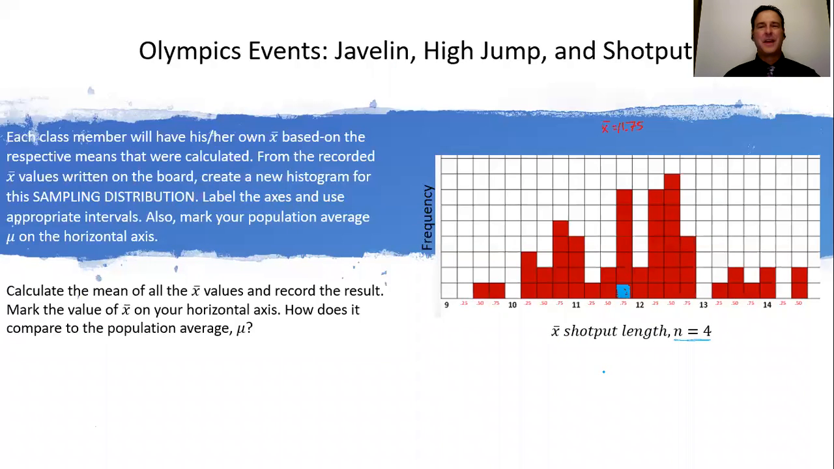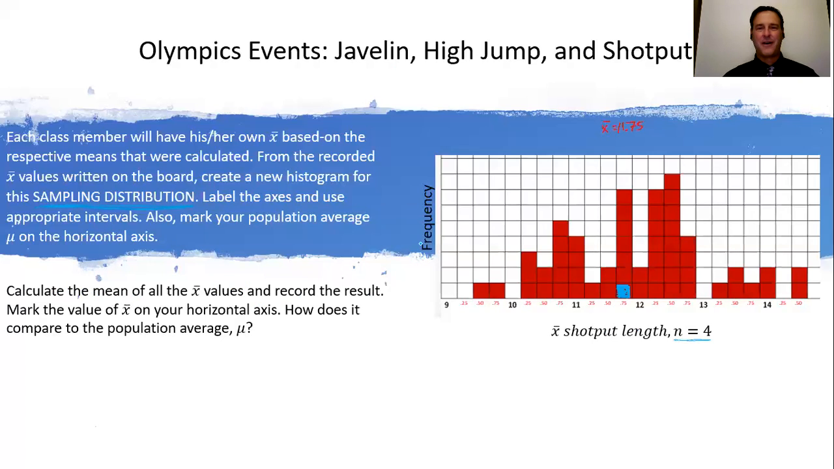And I had my 58 students, or 57 other students, do the same thing. And these are all the respective X bars from their samples of size 4, from random digits. So based off that, I've asked a couple things. First, it says, what is the sampling distribution? We'll talk about that in a second. And it also says down here, calculate the mean of all the X bar values.